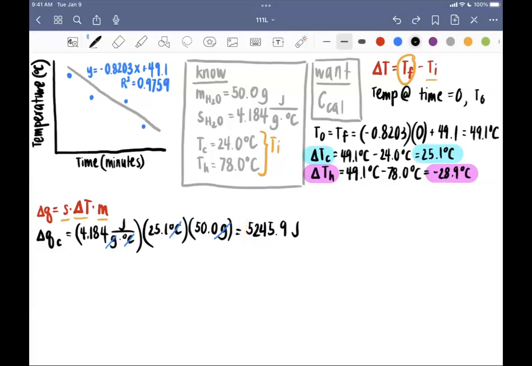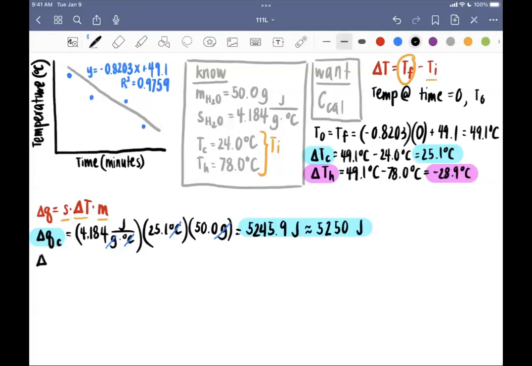And so if we're asked for the change in heat for the cold water, we would want to say, and we can use the roughly equal to sign, 5,250 joules for our heat of the cold water. In terms of continuing with calculations, we would want to use this number so that we avoid rounding errors. But what you report for sig figs would be 5,250 joules.